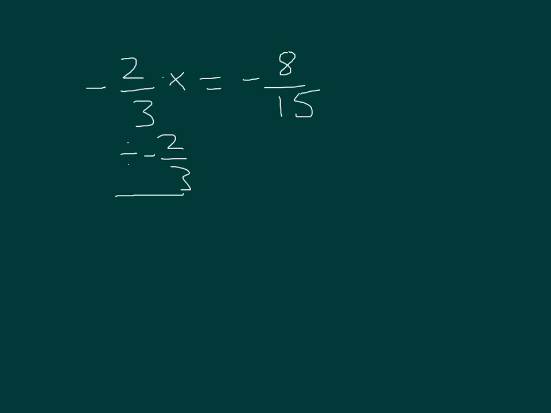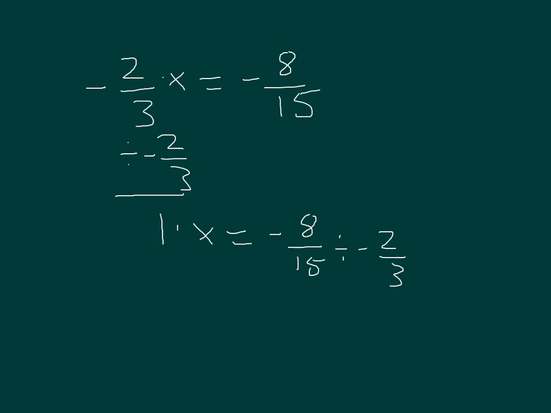So when we do this, this will come to 1 times x equals negative 8/15 divided by negative 2/3. And you may be asking me now why it's divided by negative 2/3. It's because if we do one thing on one side of the equation, we have to do it to the other to always keep the equation balanced.